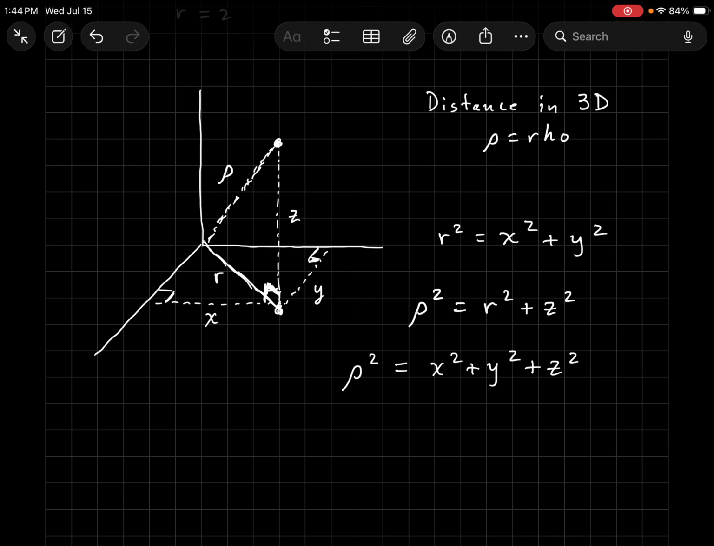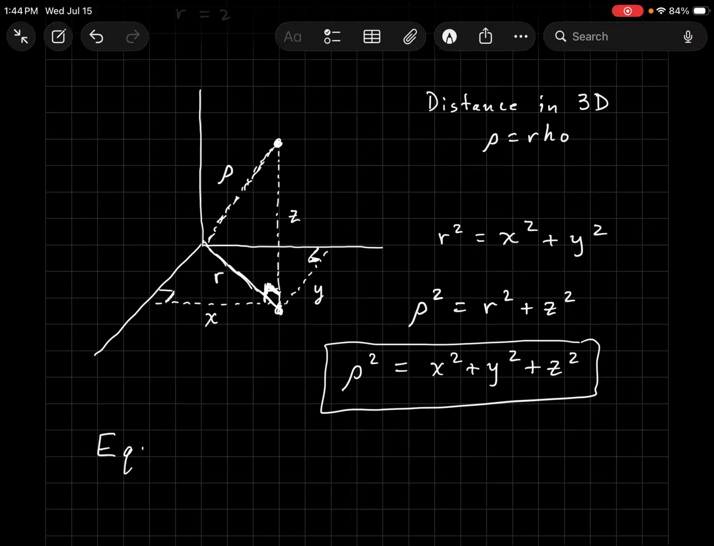In fact, if we had more dimensions, we could simply add on more squareds to get a fourth dimension or a fifth dimensional distance. But since we're dealing with 3 dimensions, this is a 3-dimensional distance, which is simply the extended Pythagorean theorem. Let's finish this off. I'm not going to draw the picture, but I just want you to have this here, which is the equation of a sphere.